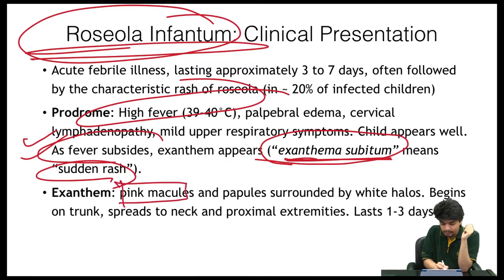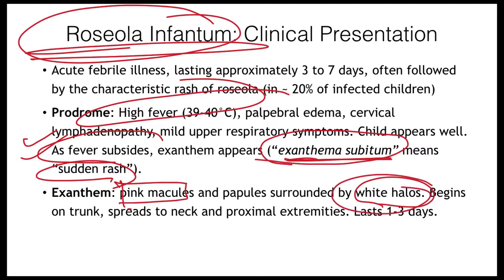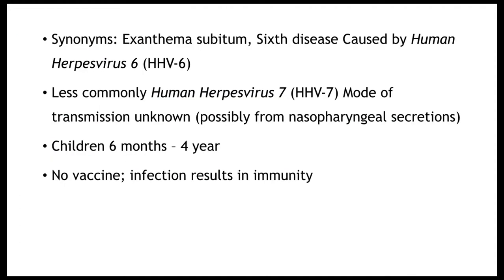And the rash consists of pink macules and papules surrounded by white halos, and typically begins on the trunk, as compared to measles and rubella, which tend to occur on the face first. It will typically appear on the trunk first, and as compared to, let's say, parvovirus B19 causing erythema infectiosum, it does not tend to involve the face and does not cause that typical slap cheek appearance. The rash lasts for around 1 to 3 days.